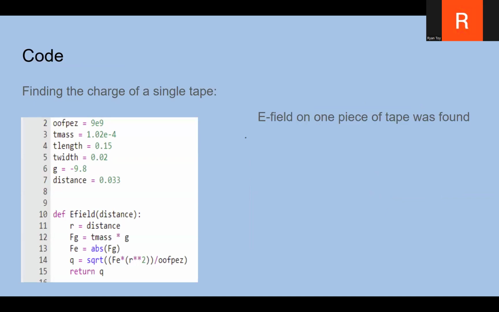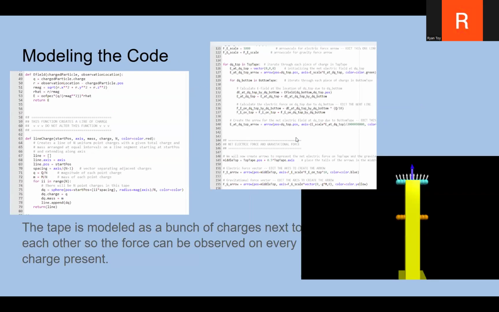Here are my constants of code, as well as me defining the E-field equation in GlowScript. And the E-field on one piece of tape was found by comparing gravitational computations to electric field computations. Here's a model of the code that I used for the rest of the experiment, where the tape is modeled as a bunch of charges next to each other, so the force can be observed on every charge present.